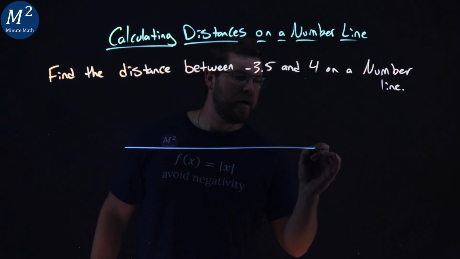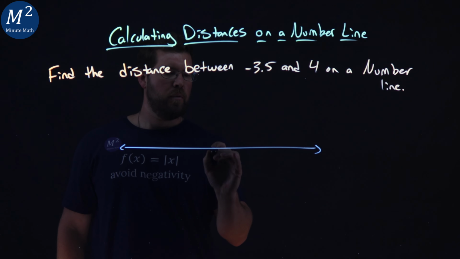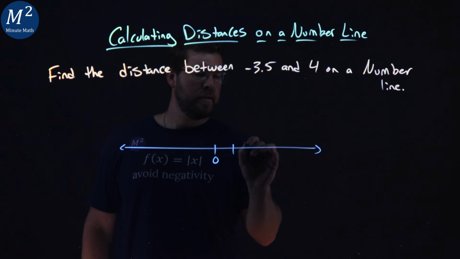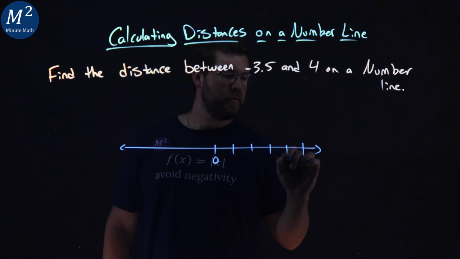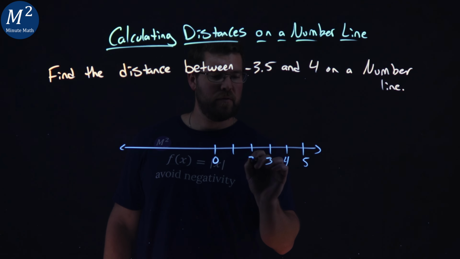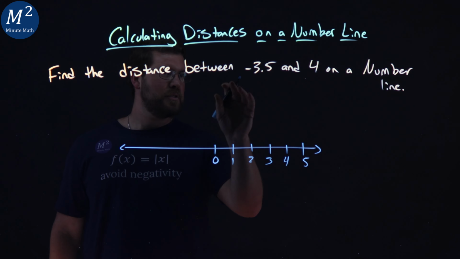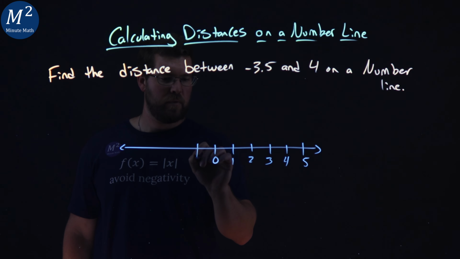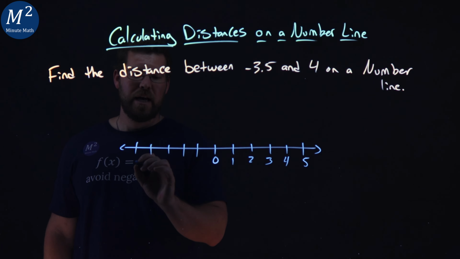So let's draw our number line right here. We have 0 in the middle. We have 1, 2, 3, 4, 5. 5, 4, 3, 2, 1 right there. And let's go to negative 4. 1, 2, 3, 4. How about negative 5?